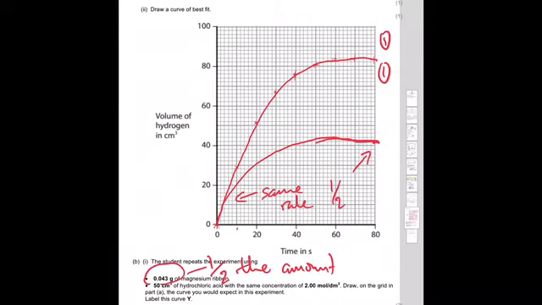Just not as smooth as it could be. But the two features are there. Roughly the same rate and half the amount of gas. And then you've got to label it. One of the parts of the question is you've got to label it Y. So if you don't label it, you don't get the mark.